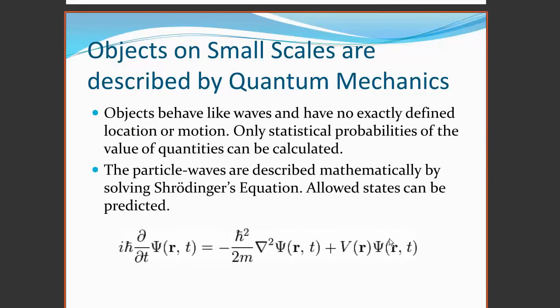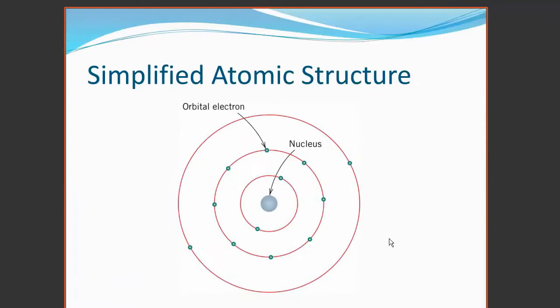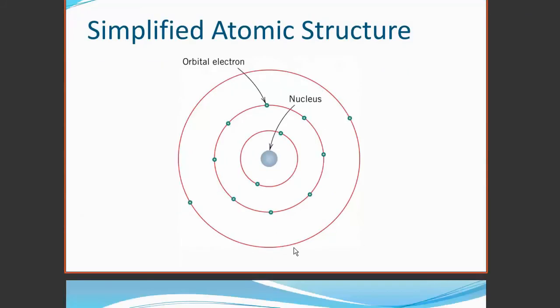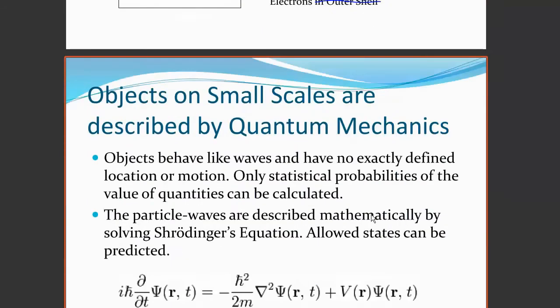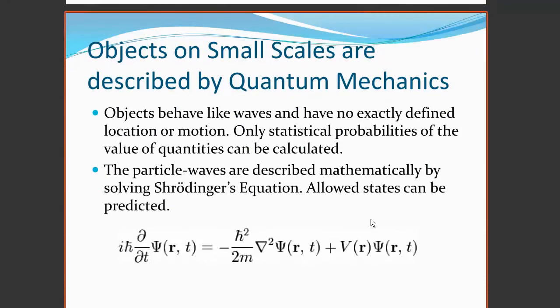As I said before, this simplified picture of a nucleus with electrons as well-defined particles moving in orbits around the nucleus is a very simplified model, which breaks down and doesn't explain all phenomena.